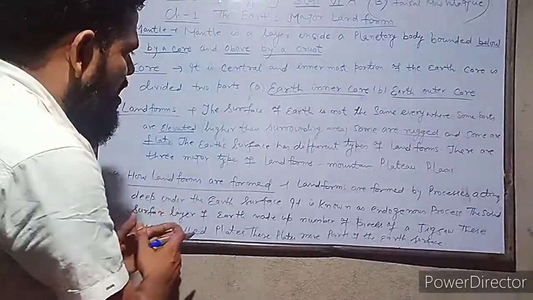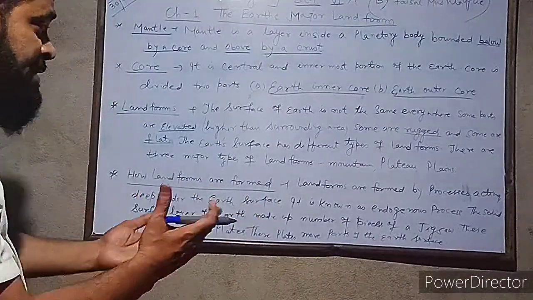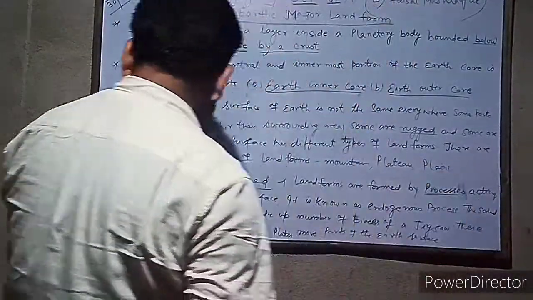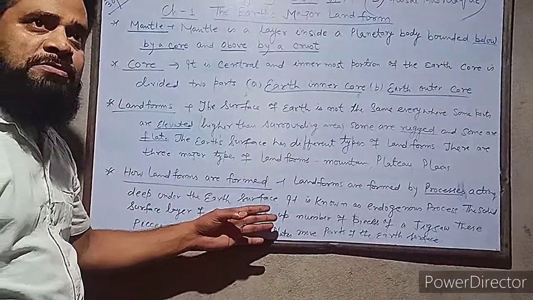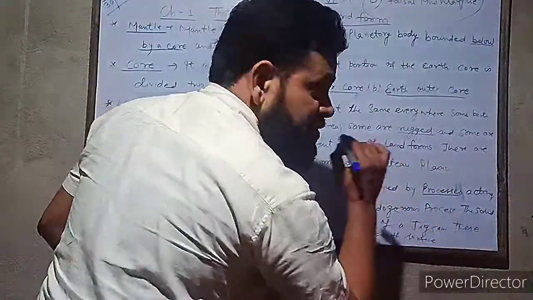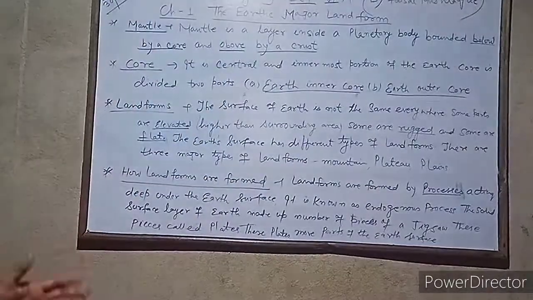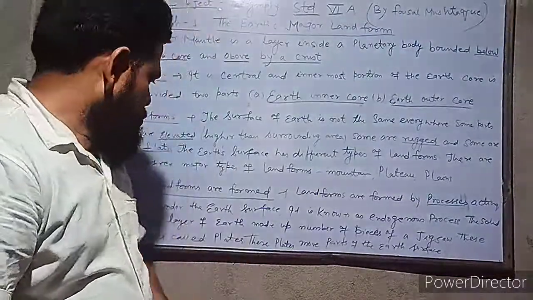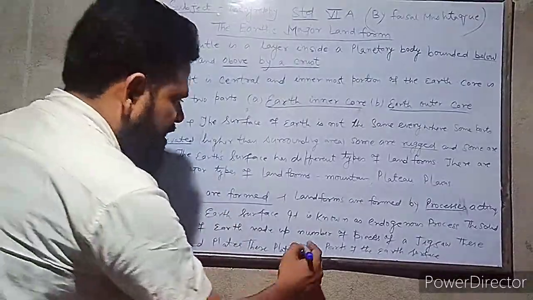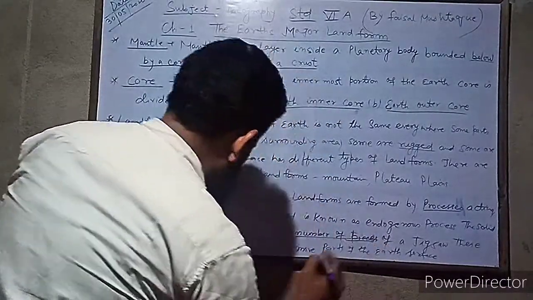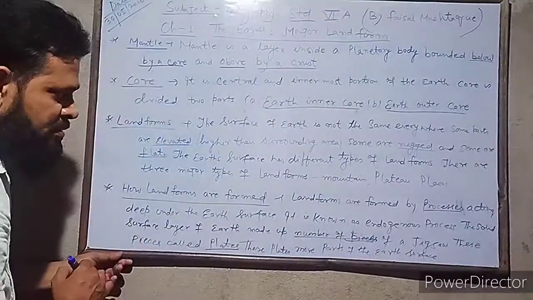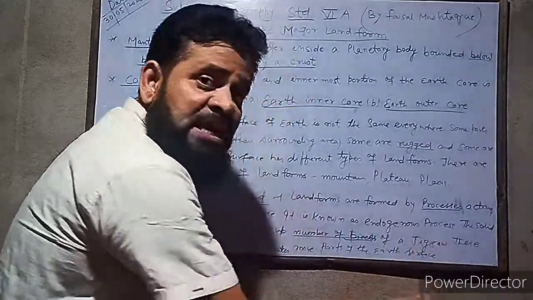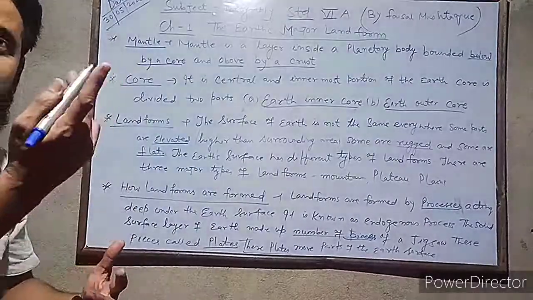How are landforms formed? कैसे बनता है और कैसे बना? So landforms are formed by processes acting deep under the earth's surface. It is known as an endogenous process. The solid surface layer of the earth is made up of a number of pieces, like a jigsaw. These pieces we know as plates. These plates move parts of the earth's surface. ये अर्थ सरफेस पे चारों तरफ मूव करते हैं.